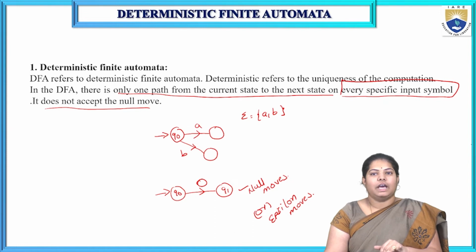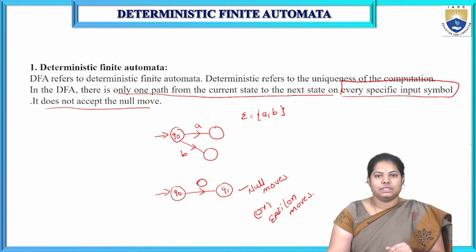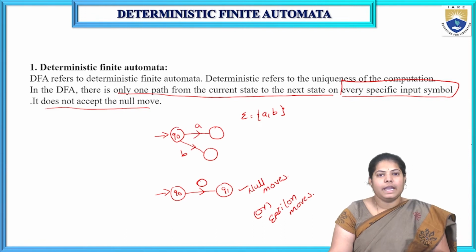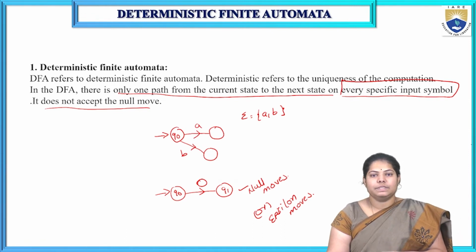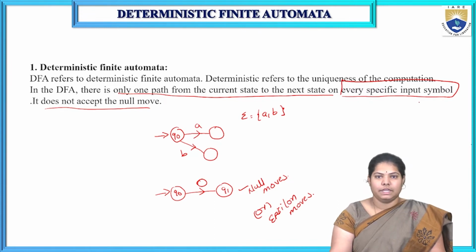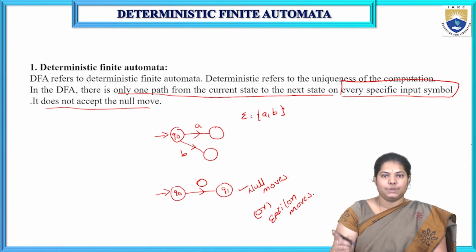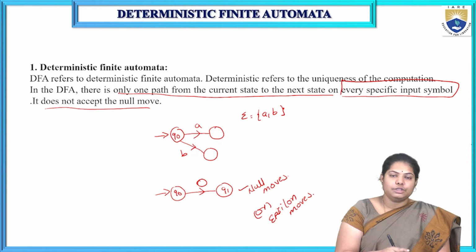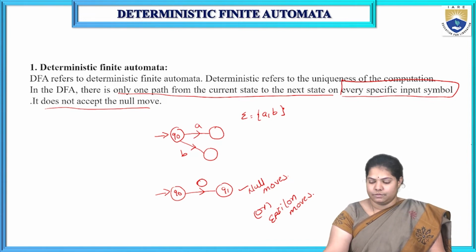First, we have to move from the current state to the next state by taking an input symbol, and it has to occur only once. For every specific input symbol there should be a transition from one state to another state, and it also does not contain null moves.